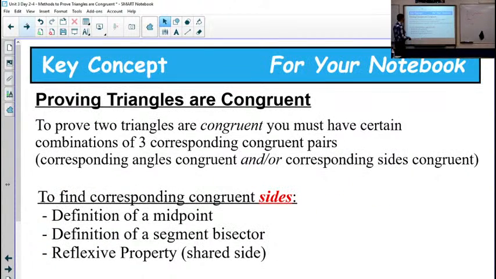But let me have you write down the sides. The pieces that we have for sides is midpoint and bisector. Again, those are similar ideas, splitting the segment into two equal pieces. And then we have reflexive property, which remember said that something was equal to itself, like A equals A. And so we'll use that to show when we have a side that's in common.